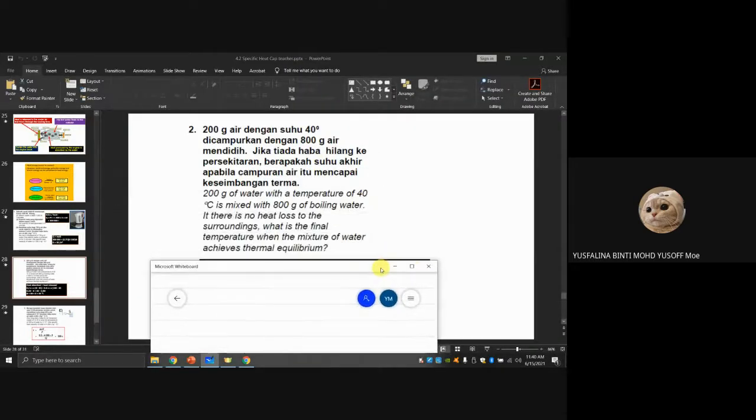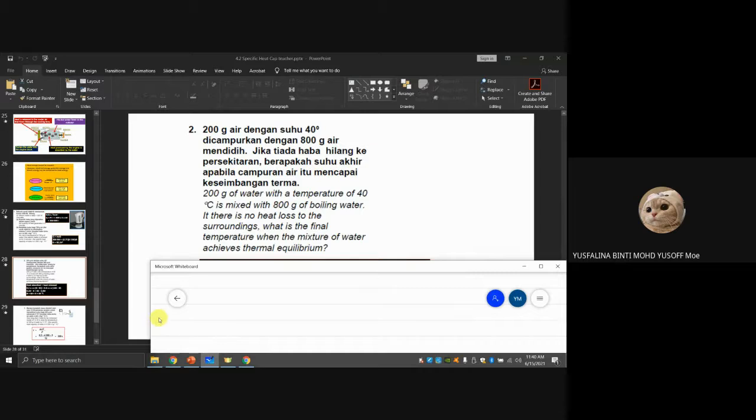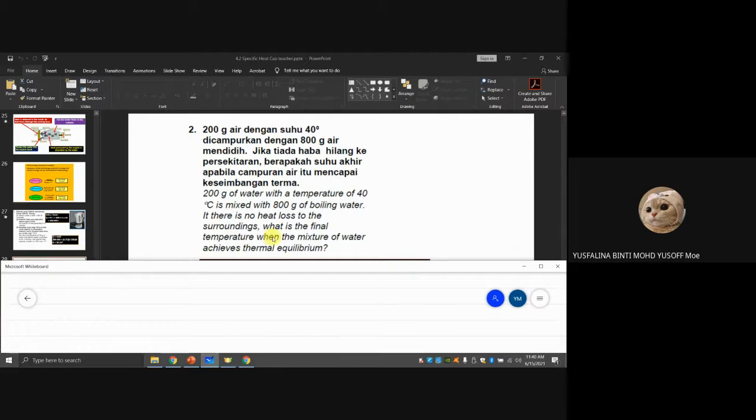Okay, never mind. So from here it said that 200 gram of water with a temperature of 40 degrees Celsius is mixed with boiling water that has a mass of 800 gram. So we assume there is no heat loss to the surrounding. So what is the final temperature when the mixture of water achieves thermal equilibrium? Thermal equilibrium means both of it will have the same final temperature, right? Since there is no heat loss to the surrounding, we assume that the heat absorbed is equal to the heat released.